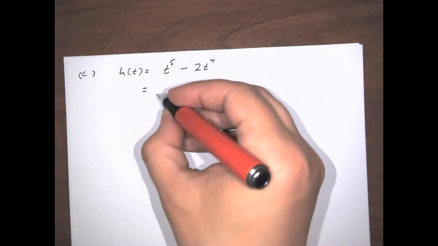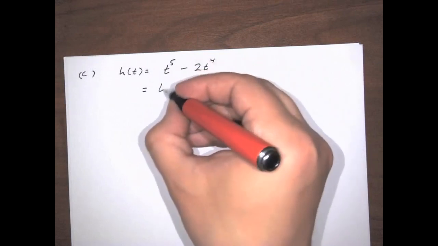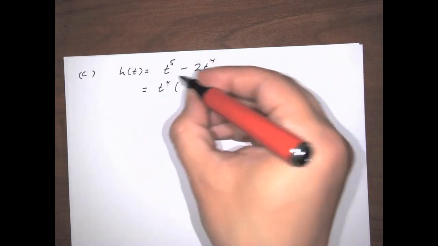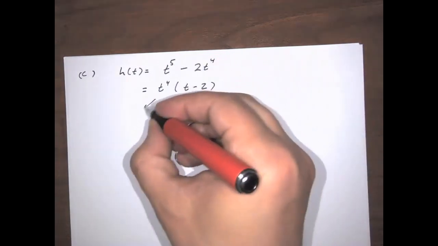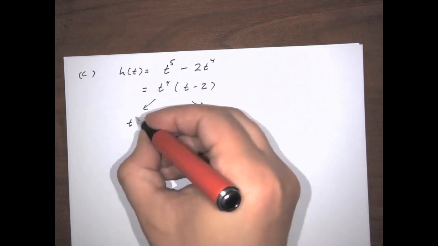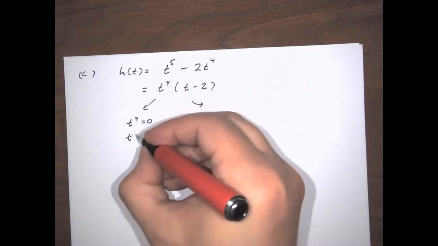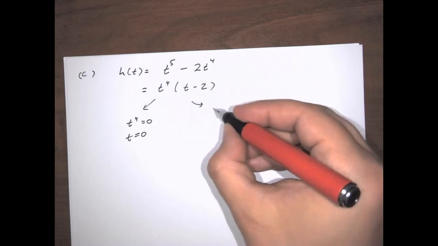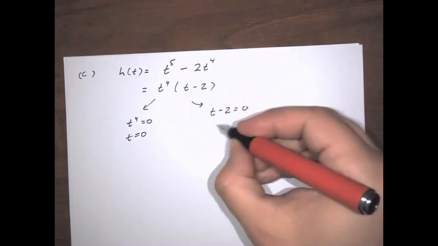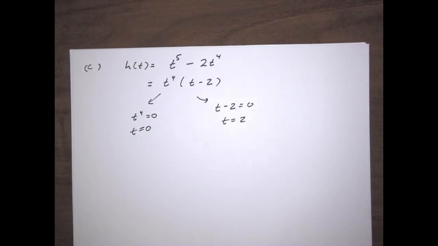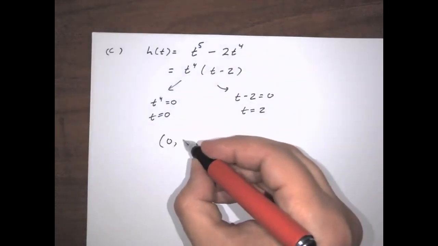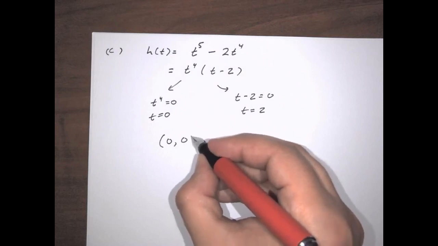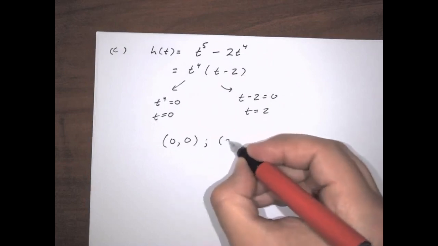So this is not so hard. Well, the common factor that they share is t to the 4th. And then that's going to leave us just a t minus a 2. Now you take them each separately, set them equal to 0. T to the 4th equals 0 means t equals 0. T minus 2 equals 0 means t equals 2. And then you turn each of these into a point to make the intercept, the t-intercepts in this case. It's going to be 0, comma 0 and 2, comma 0.